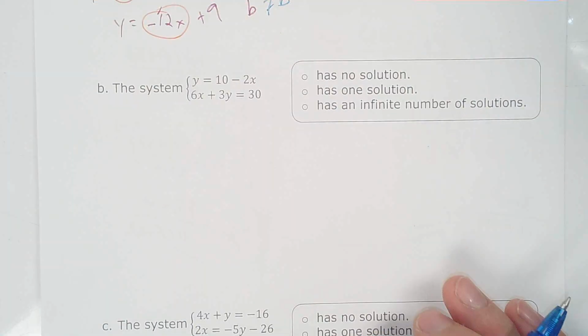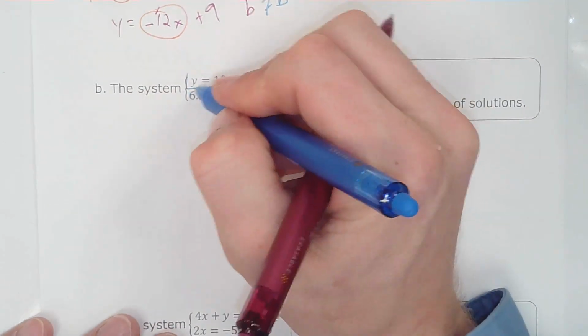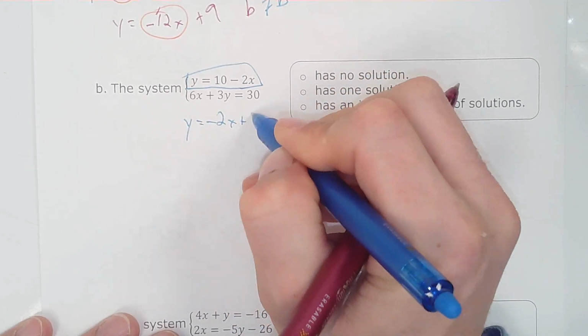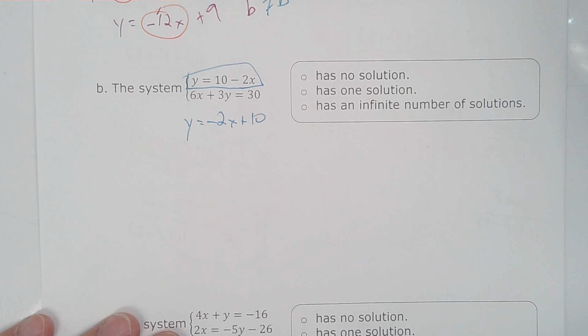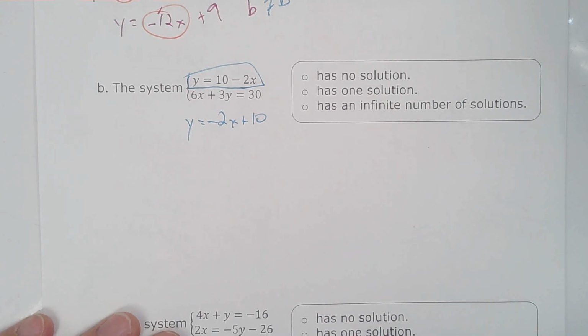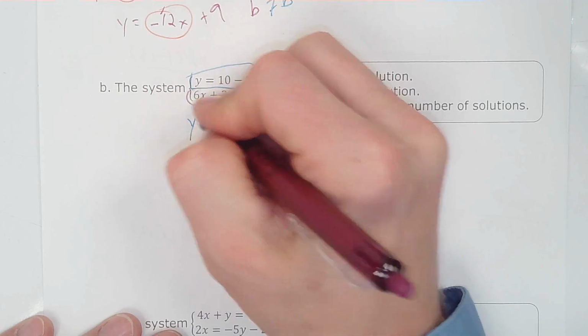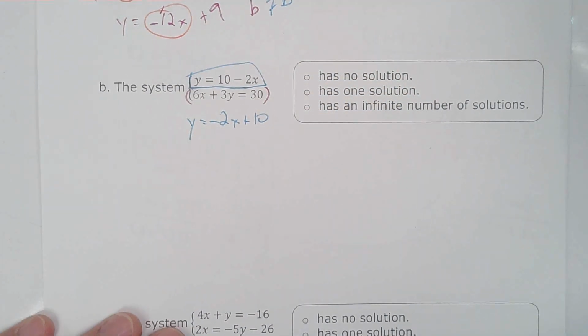And there's this one. Let's put this one in y equals mx plus b form. This one's already in y equals mx plus b, kind of. Y equals negative 2x plus 10. I just swapped the two terms. Now this other one is in standard form. I have to put it in y equals mx plus b form, slope intercept.